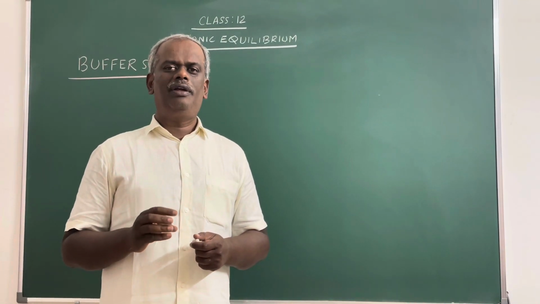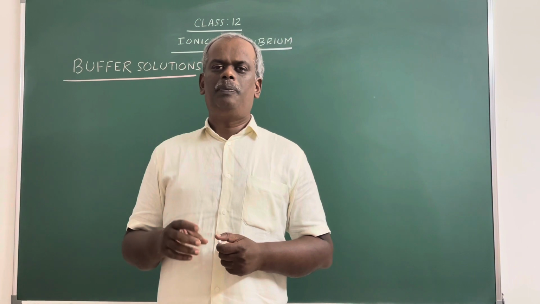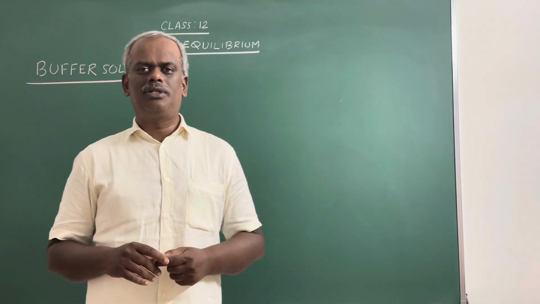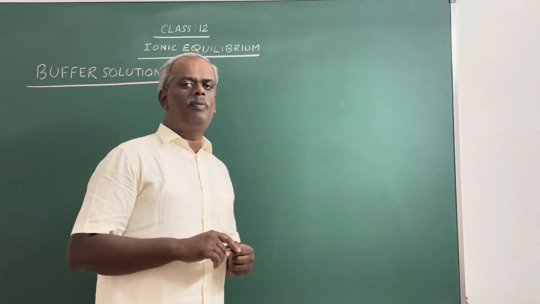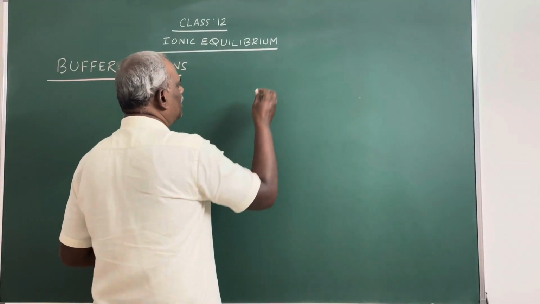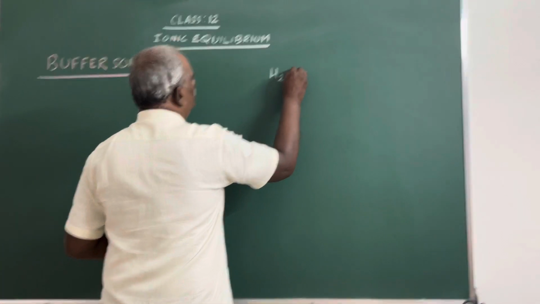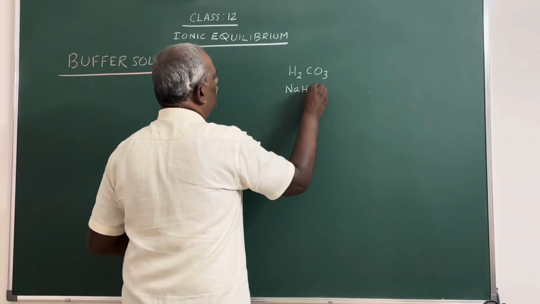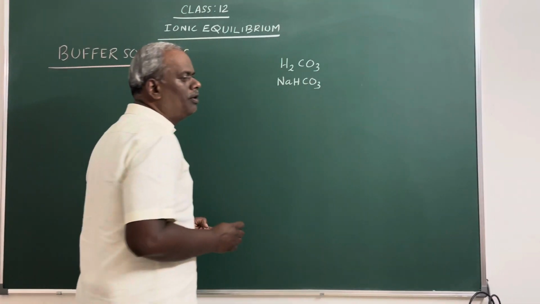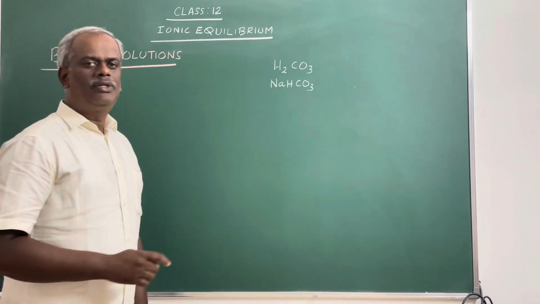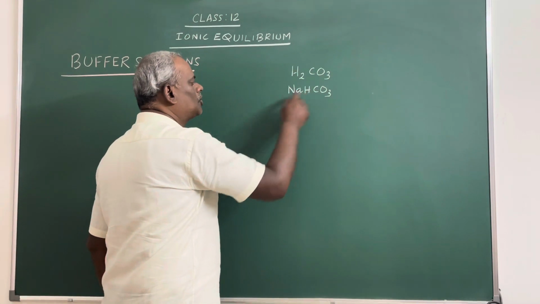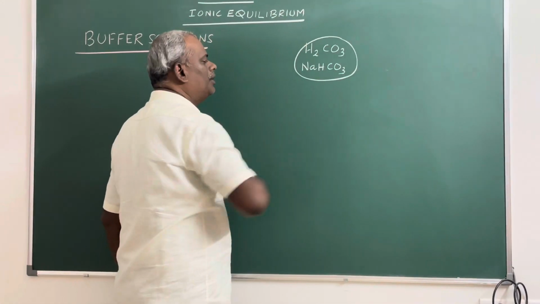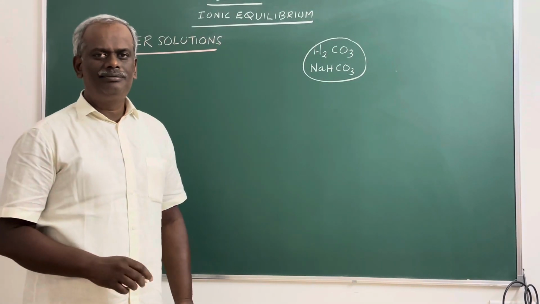For example, in our body, the pH of blood is maintained as a constant due to the presence of a composition. This is the responsible acid, carbonic acid, and its sodium salt, NaHCO3, sodium bicarbonate. So the acid and its own salt, this mixture maintains the pH of human blood.